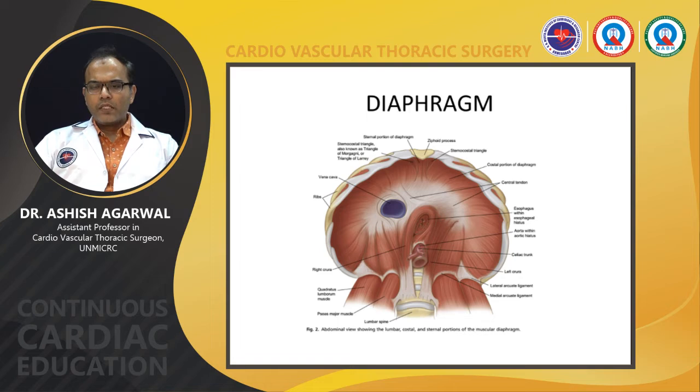The diaphragm has a rich blood supply. The inferior surface has a blood supply from the inferior phrenic artery, which is a branch of the aorta, and the superior surface has a blood supply from the pericardiophrenic artery and musculophrenic artery, branches of the internal mammary artery.